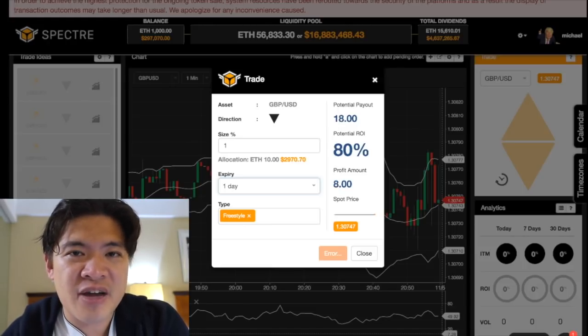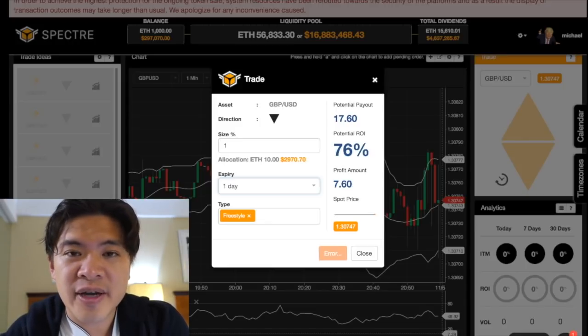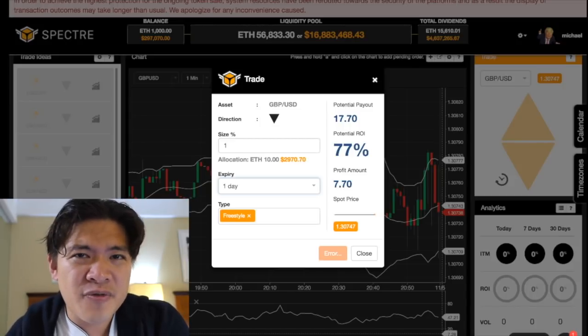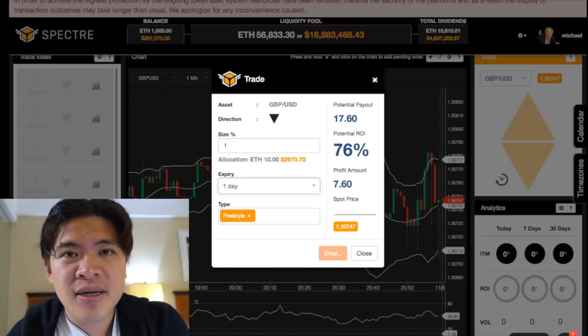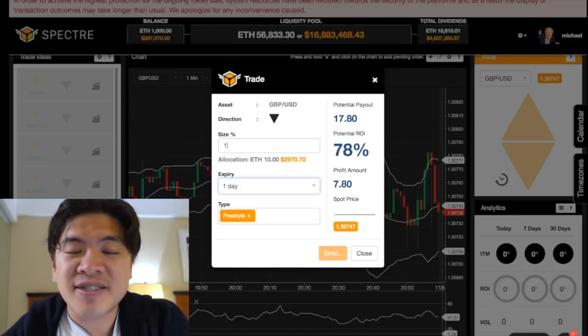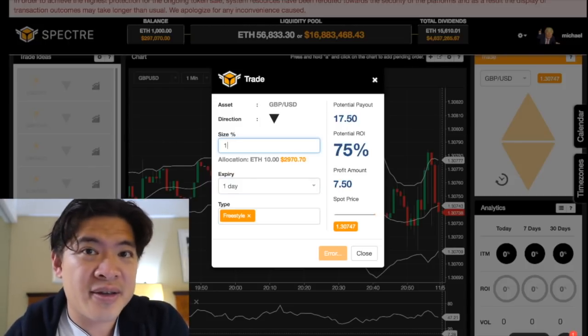So what would happen if I did place this trade is that in 1 day it's going to evaluate if the GBP went up or down relative to USD. That's the trading pair I have there. And if it went down, which is the one I placed, then I'm going to get my money back plus 78%. So I'm going to make a little bit of gain, quite a lot of gain actually. But the reverse is also true. If it goes up and I lose, then I'm going to lose everything. I'm going to lose whatever I place down there. My size is all lost. My Ethereum bet is lost.